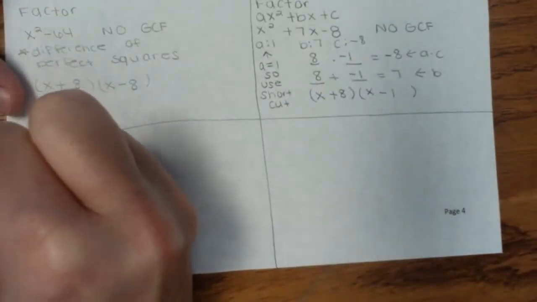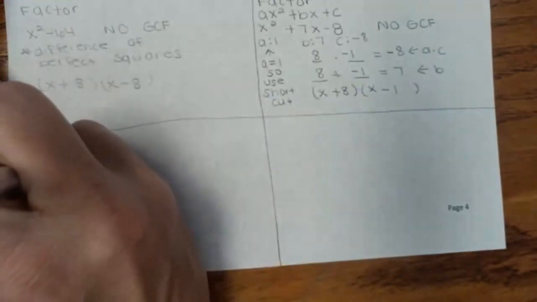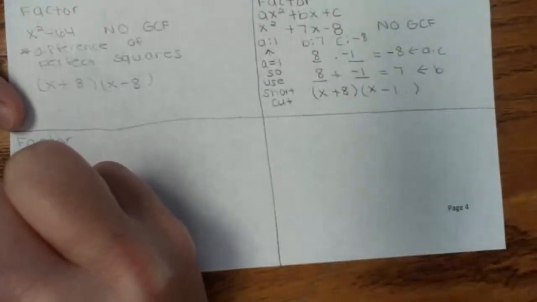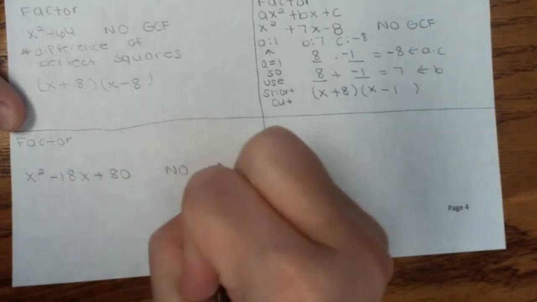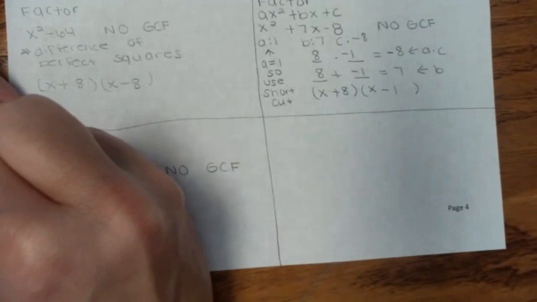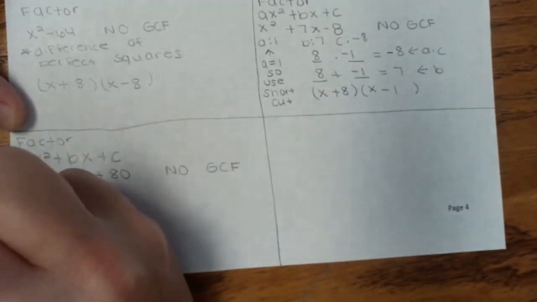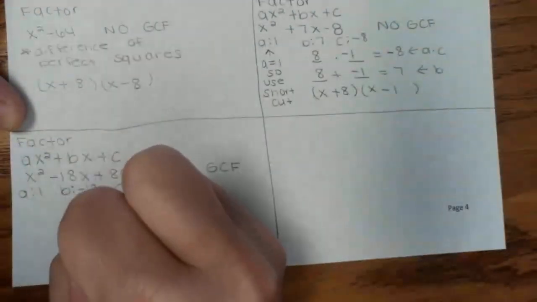So let's factor x squared minus 18x plus 80. Our first step in factoring is GCF, but there's nothing that all three terms have in common, so no GCF. This is in standard form for us, ax squared plus bx plus c. So a in front of x squared is 1, b in front of x is negative 18, c out by itself is 80.